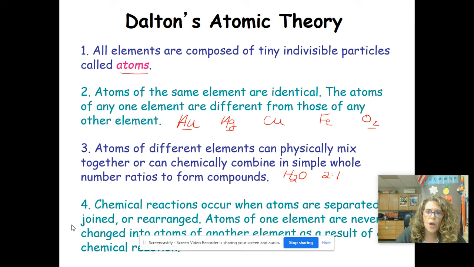Chemical reactions occur when atoms are separated, joined, or rearranged. Atoms of one element are never changed into atoms of another element as the result of a chemical reaction. So that means I cannot change gold. What he means is gold cannot be changed into silver. Silver cannot be changed into gold. So this is one of those things that the ancient alchemists were trying to do, right? Convert base metals, or cheap metals such as lead or tin, and convert those into gold.